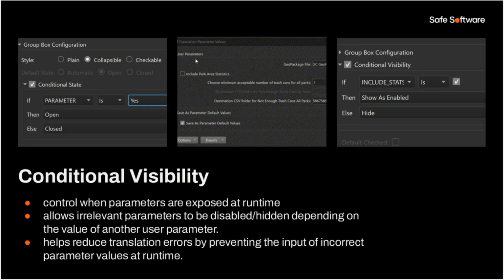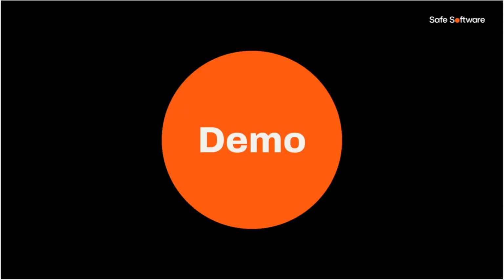And to go through conditional visibility, this is when it enables authors to control when published parameters are exposed at runtime based on specific conditions. It allows irrelevant parameters to be disabled or hidden depending on the value of another user parameter. This feature helps reduce translation errors by preventing the input of incorrect parameter values at runtime. So to get into this, I'll show you a little bit of all of this in a demo where I will go over each of these.